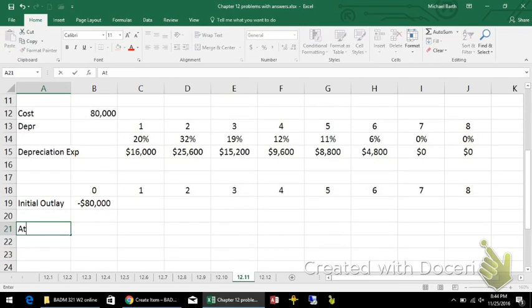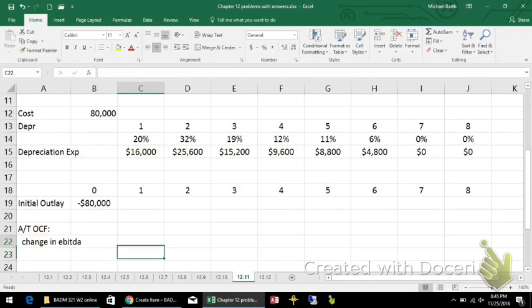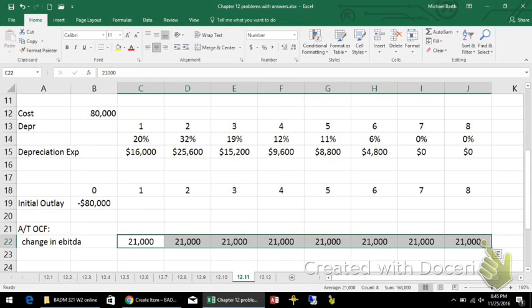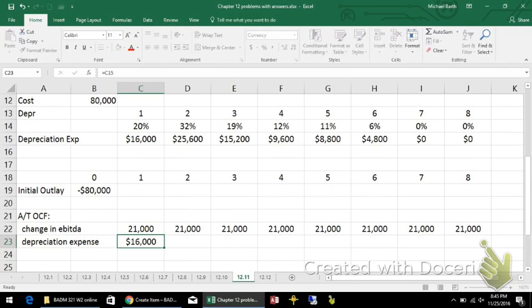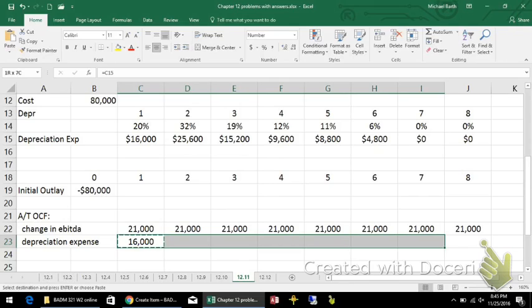All right, the after-tax operating cash flow, the change in EBITDA would be positive $21,000 for each of those 8 years. Depreciation expense would be $16,000, $25,600, $15,200, etc. The depreciation expenses we already calculated.